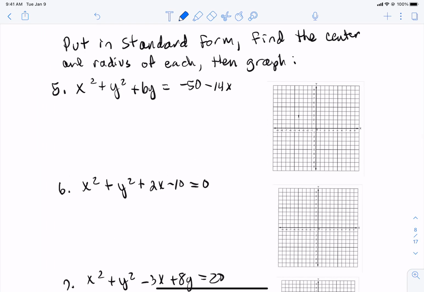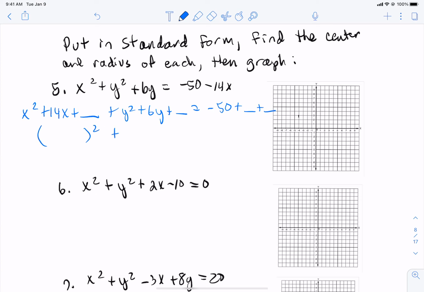So this is not in standard form. You can't really tell what the center or radius is, and so let's get it all ready. Now, I don't like the fact that these are over here, so I might have to rearrange a little bit. So let's get the x's together. We're going to have to add 14x to get it to move. So we're going to put the x's together, plus a blank. We're going to put the y's together, plus a blank. We're going to leave the number on the other side, but it needs 2 blanks.